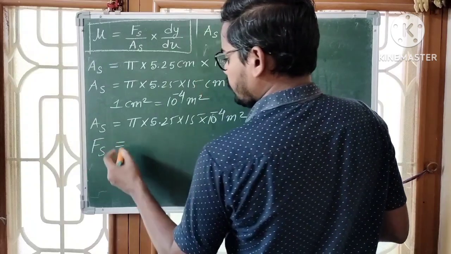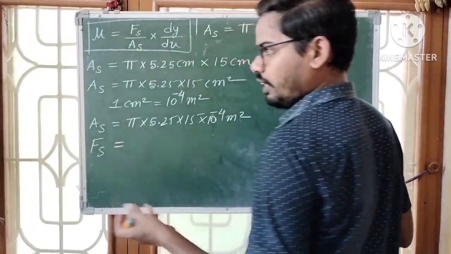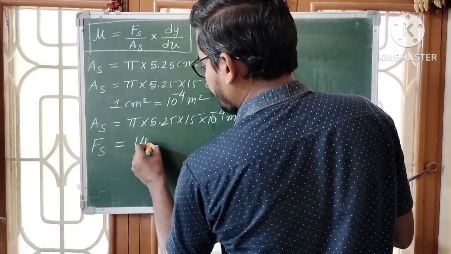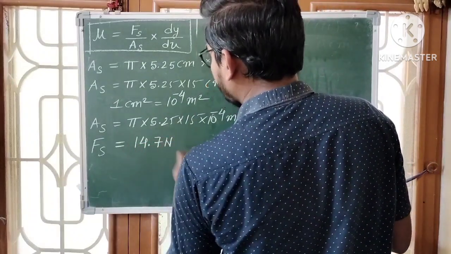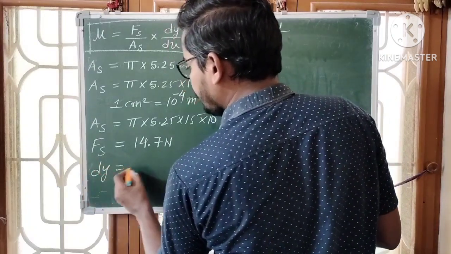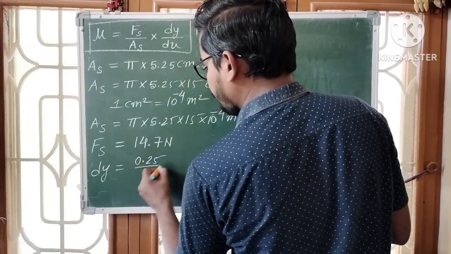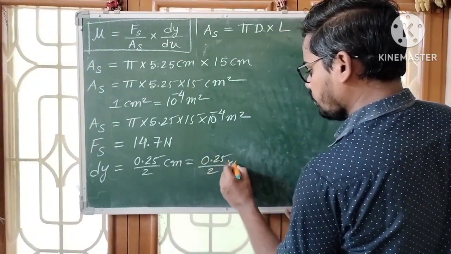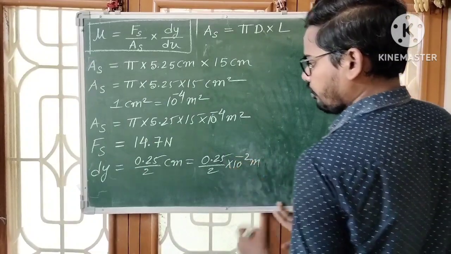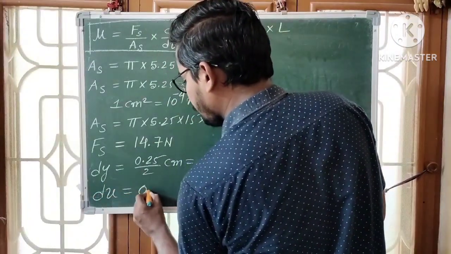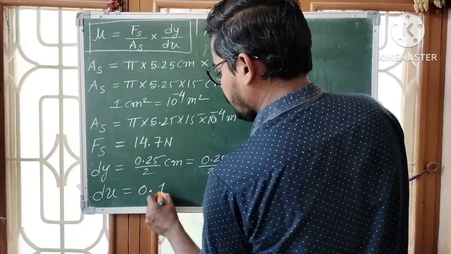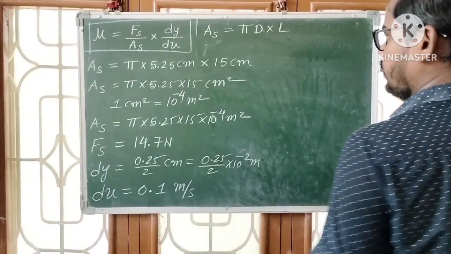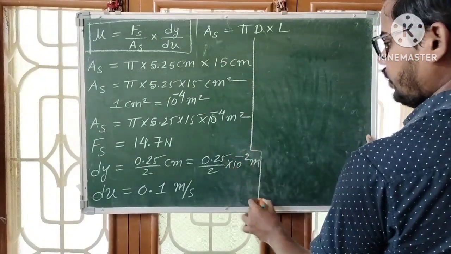So we have As, and Fs is the amount of pull applied on the pipe, given as 14.7 newtons. dy means thickness of oil film, and we got 0.25 by 2 centimeters. Convert it into meters: 1 centimeter is equal to 10 to the power of minus 2 meters. Next, du: the velocity of the pipe is given as 0.1 meters per second.